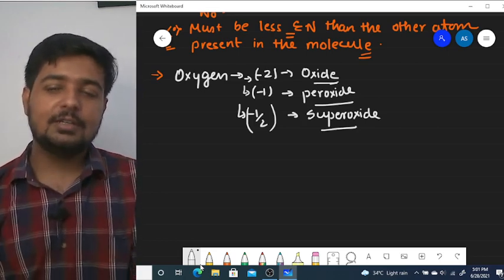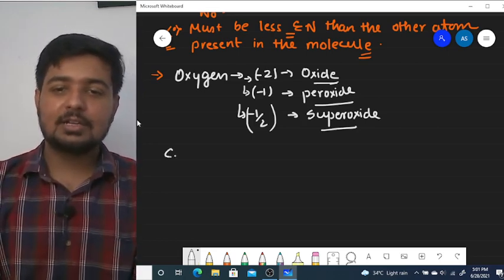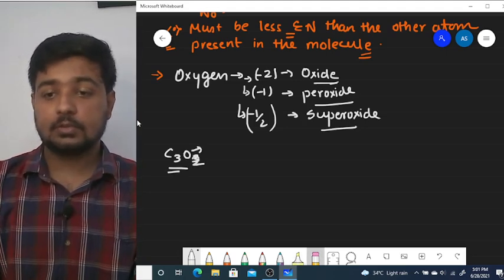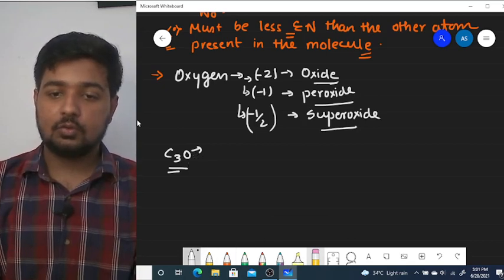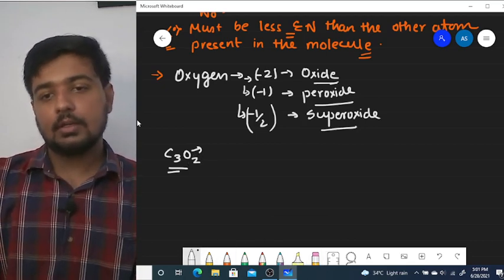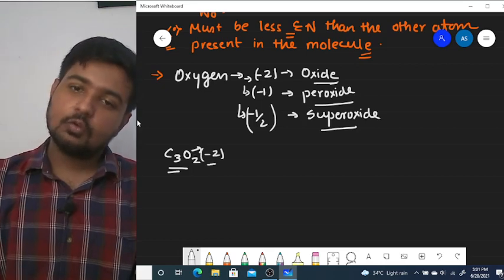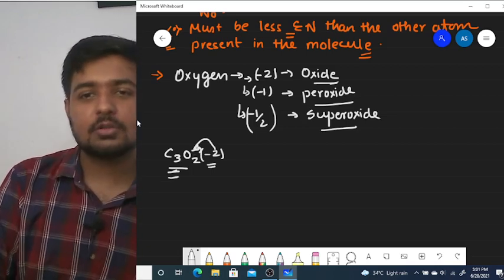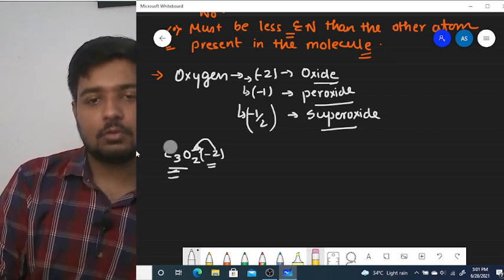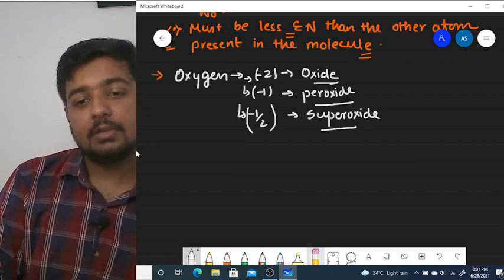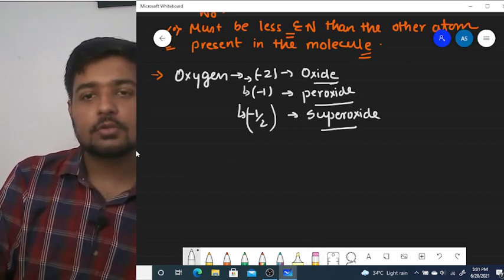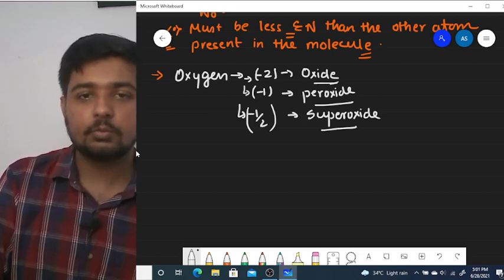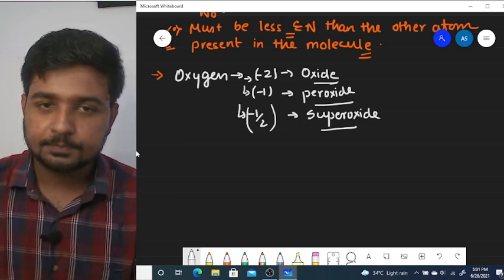Some of you may think that there is a suboxide kind of oxygen also present. But suboxide is a compound name, that is carbon suboxide, C3O2. Here the oxygen is present in the -2 oxidation state only, but it is named carbon suboxide. So oxygen can be named oxide, peroxide or superoxide on the basis of its oxidation number. If it's -2, oxide; -1, peroxide; -1/2, superoxide. Are you getting the point?